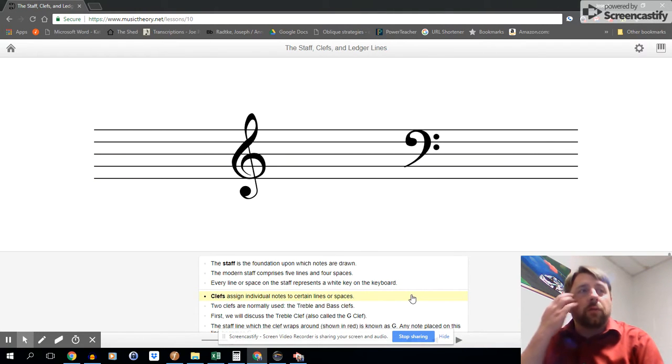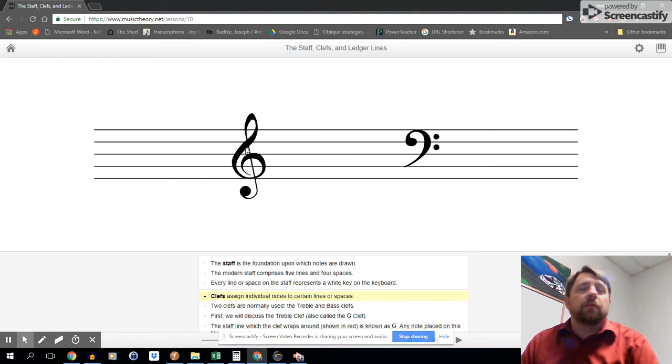Okay, we're going to be dealing with 2 kinds of clefs on the staff. And the clef is the first thing you'll see on a staff. It sort of tells you what scale to use, what key. It's kind of like on a map you'd have a legend. It tells us what set of notes we're going to be using.